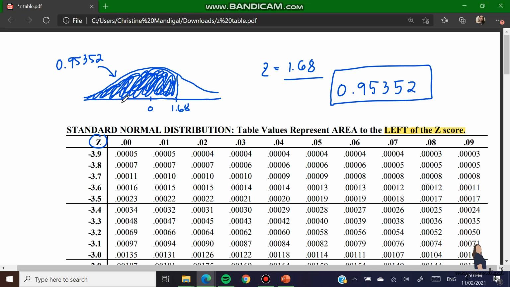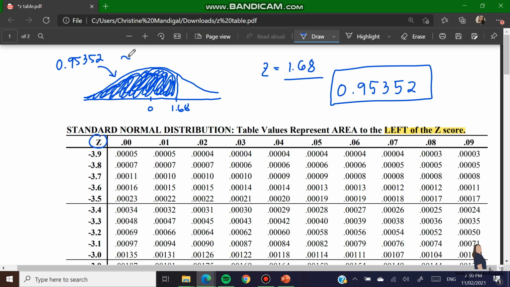Now, you can also convert this into percentage. So we just have to multiply by 100. So that will give us 95.352%. And this states that our scores below or within this area, 1.68 below, is 95.35% of our data. Okay, so we can use the percentage and also this one for our area.